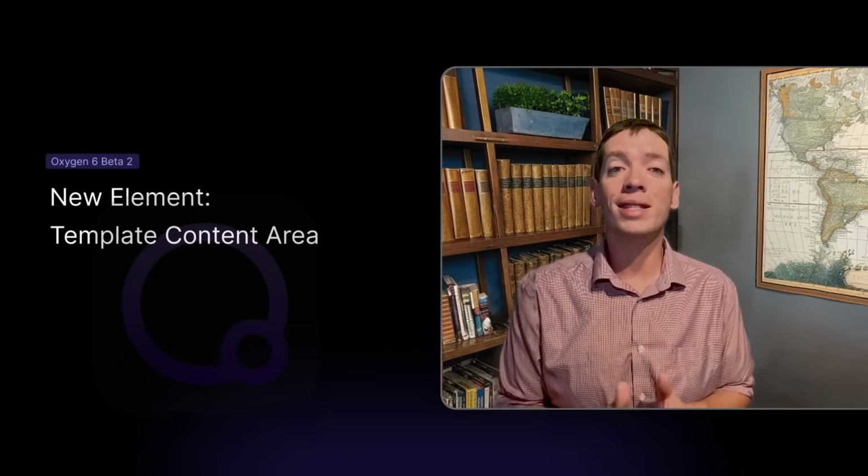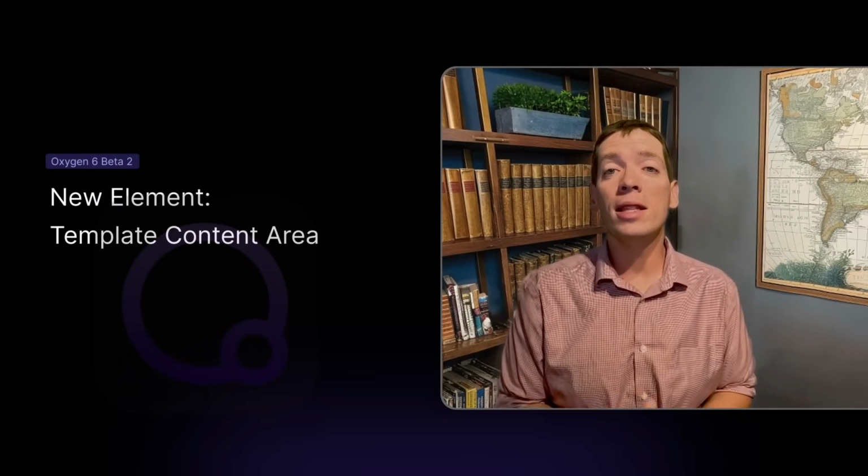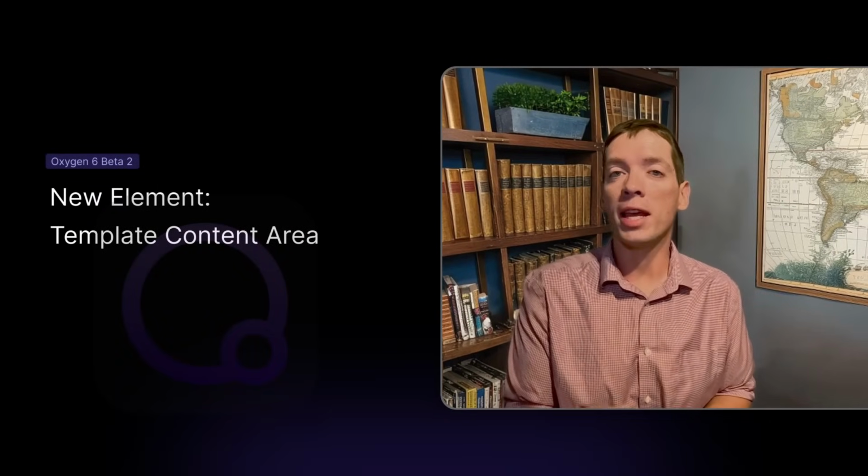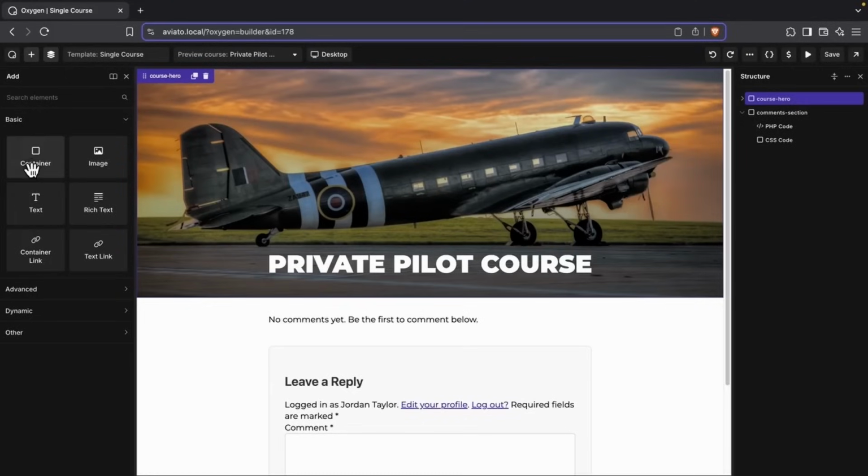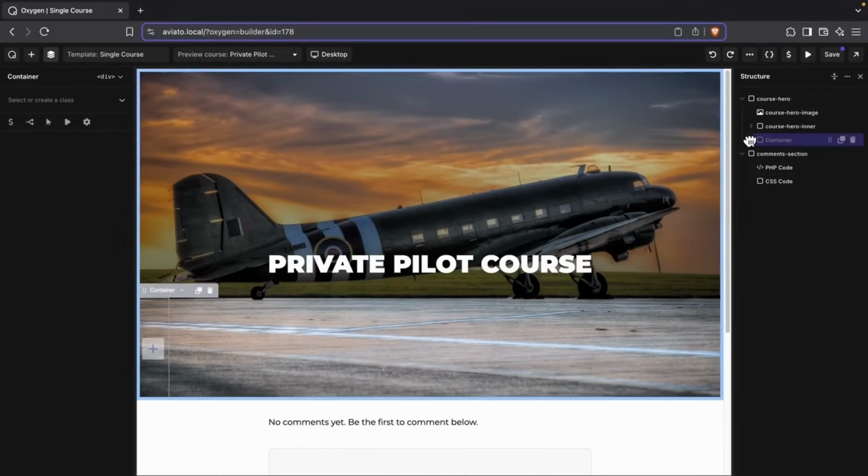Beta 2 introduces the template content area element. This new element is the replacement for the inner content element that you're used to in Oxygen Classic. Let's check this out by going to one of our single course templates.